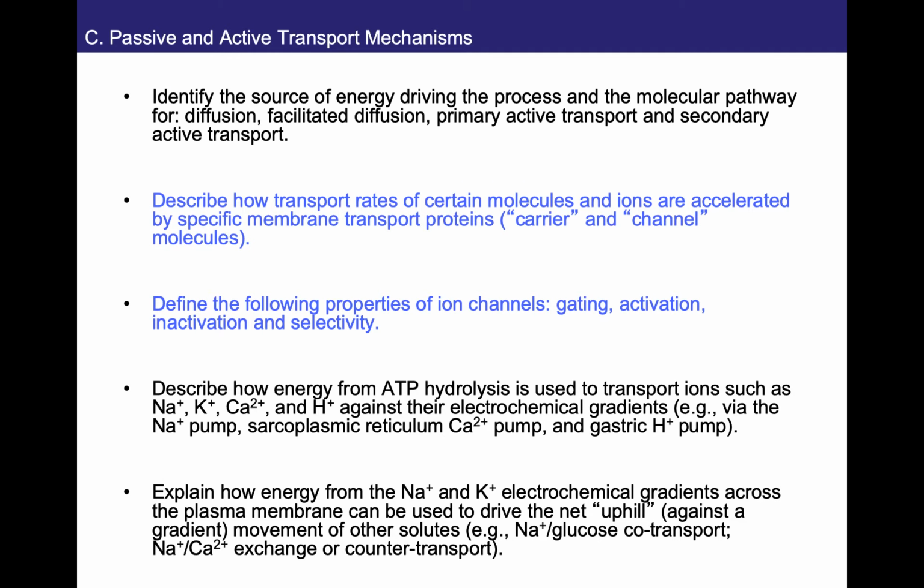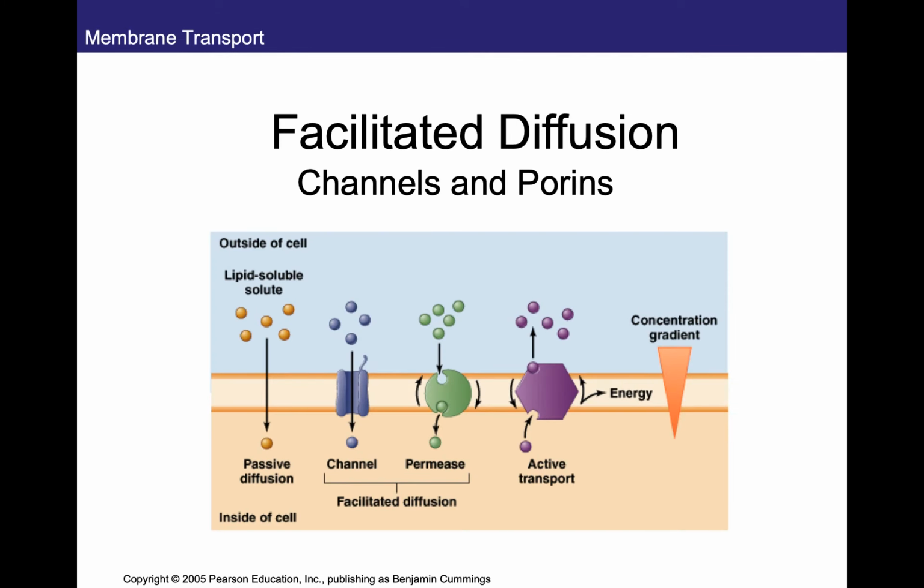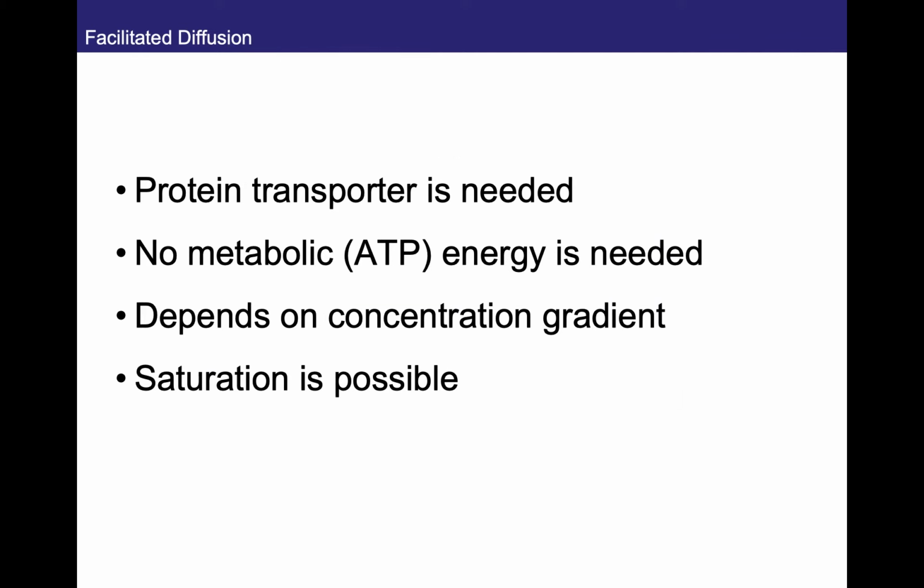Basically, a channel is required. A lot of times these are molecules that do have a charge associated with them. Okay? And in this case, still no energy is required, just a protein. Again, it depends on the concentration gradient. It's always going to go from high to low. But in this case, we'll be talking about saturation in just a second. Saturation is possible. All right, so let's take a look at what exactly is saturation.